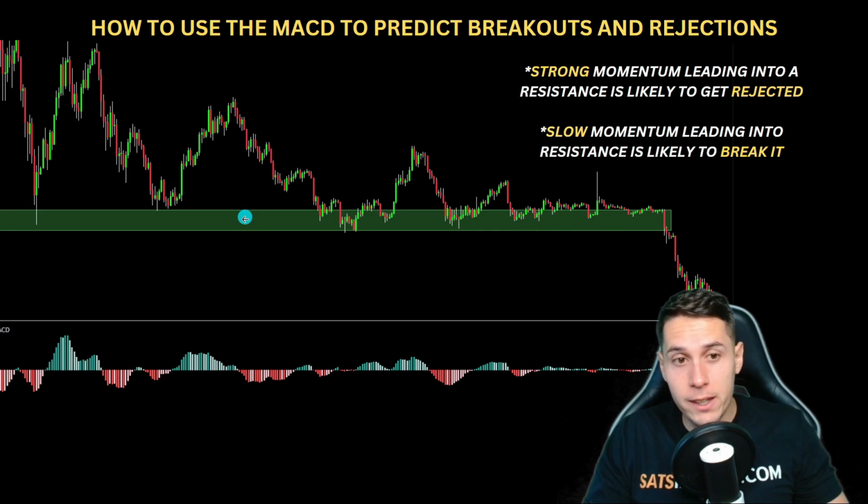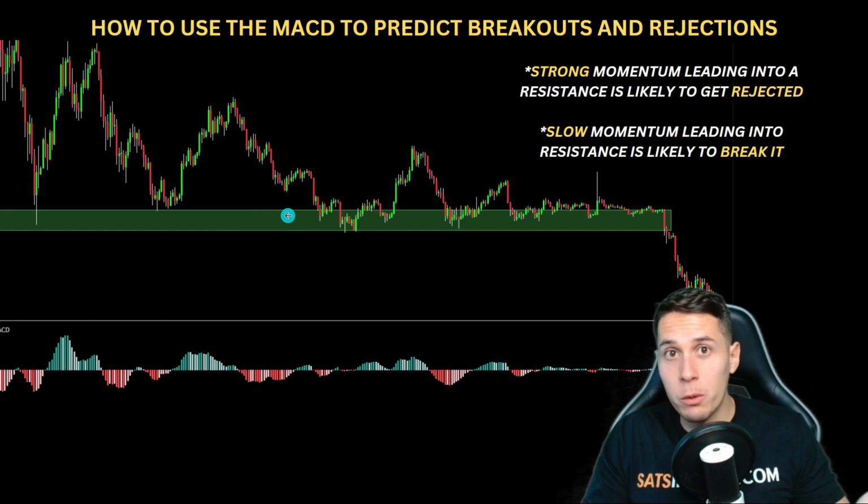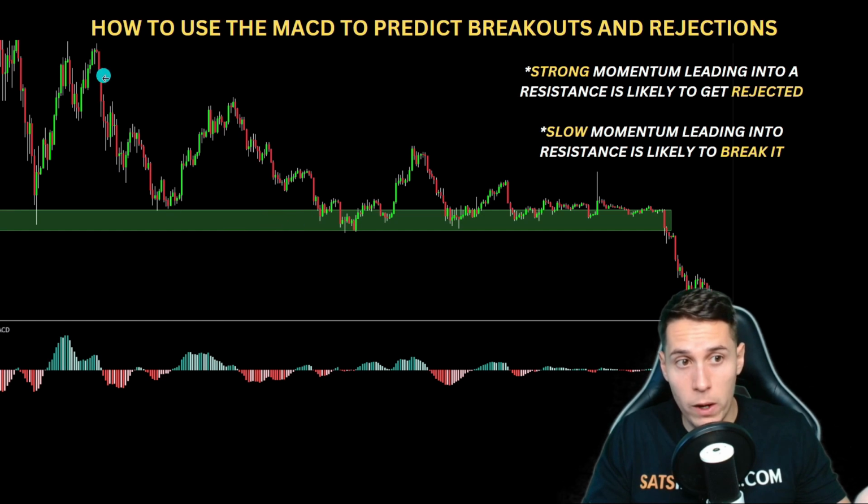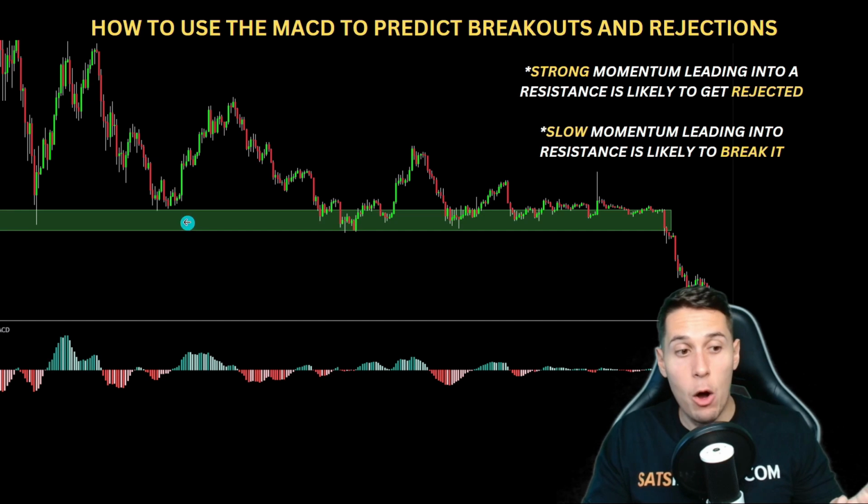By the way, don't get confused that this zone right here is green. You can call it a support, but you can also call it a resistance, because when the price is going down, this will act as a resistance, right? Price is not gonna break below it. So when you are shorting, you can call this a resistance. Now back to the strategy.